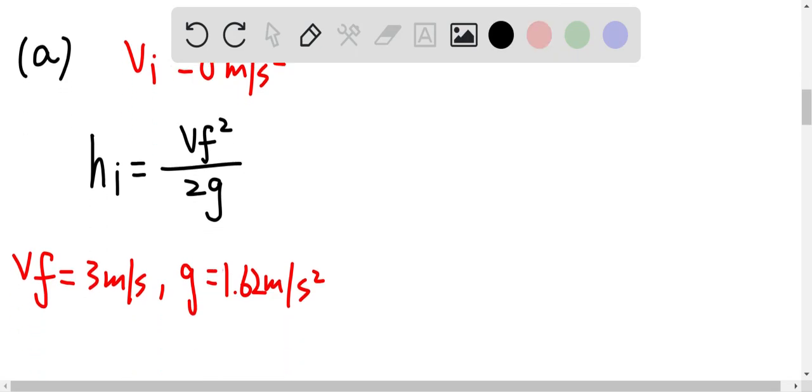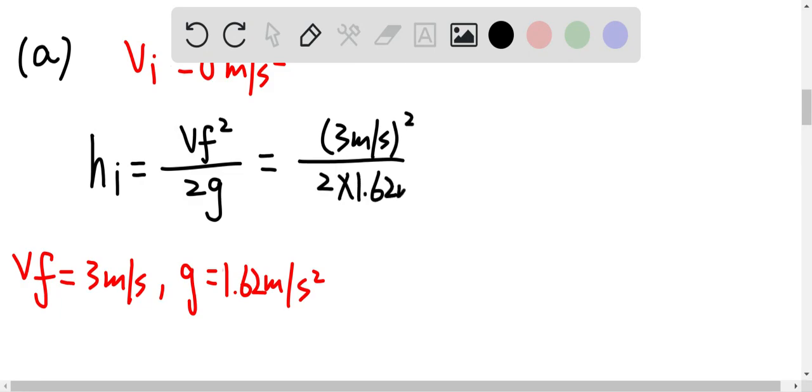So now let's plug these values back into the equation to determine the greatest height, which is equal to 3 meters per second to the power 2 over 2 times 1.62 meters per second squared. And this will give us the greatest height is equal to 2.8 meters. Now let's take a look at part B.